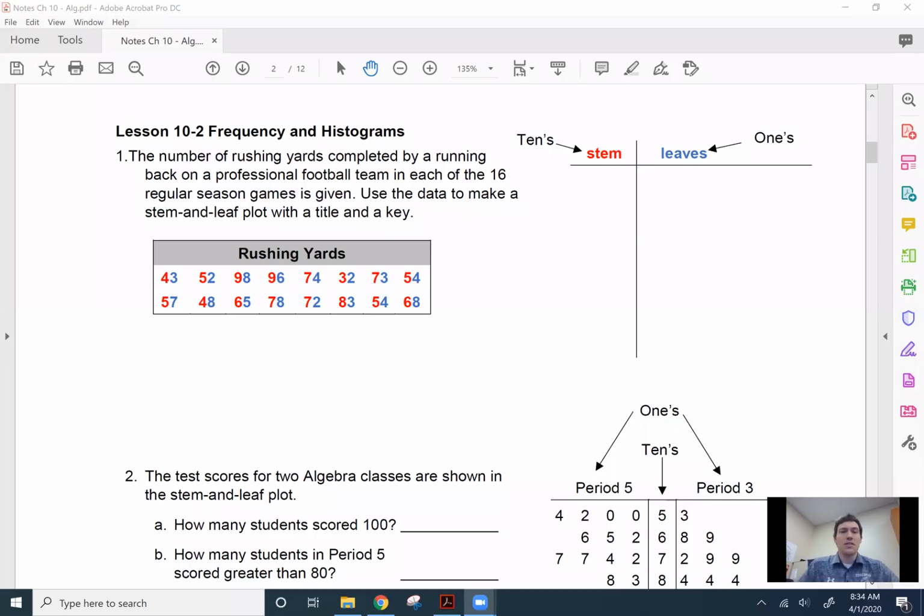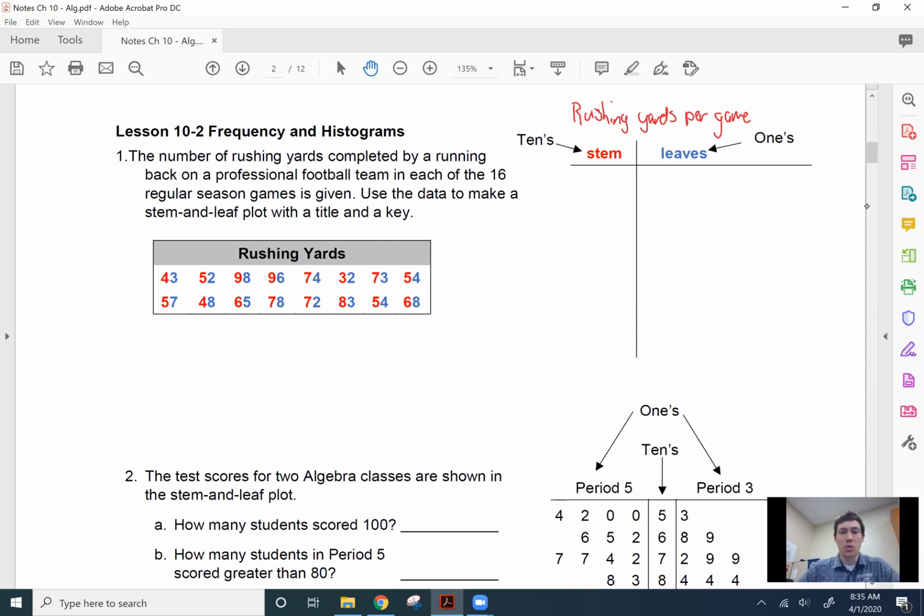So our first example says, number of rushing yards completed by a running back on a professional football team in each of the 16 regular season games. And now it's 17. Use the data to make a stem and leaf plot with a title and a key. All right, so title, we're going to call this rushing yards per game, because that's what we're looking at here. And then the key, we've already made here, the 10s and the 1s.